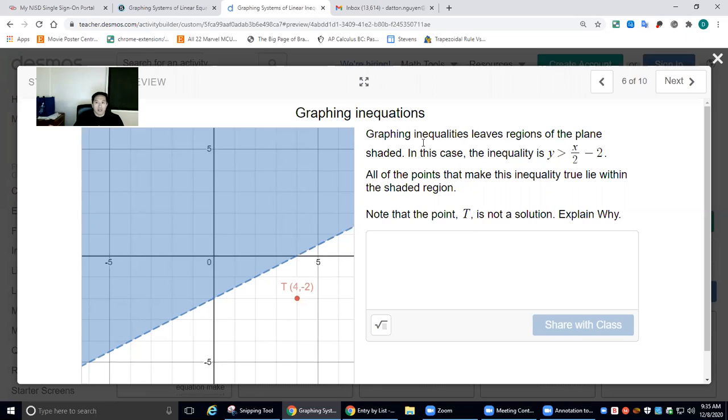Exactly, that's it. It's not in the shaded region. That's plain and simple. That's what defines an inequality, right? Solutions must be at least in the shaded region. So a good point would be 0, 0, 1, 3. Okay. So those are good solutions there.